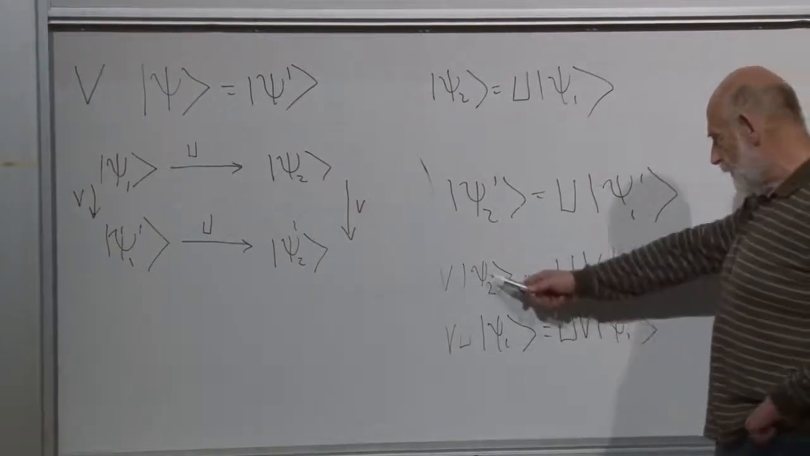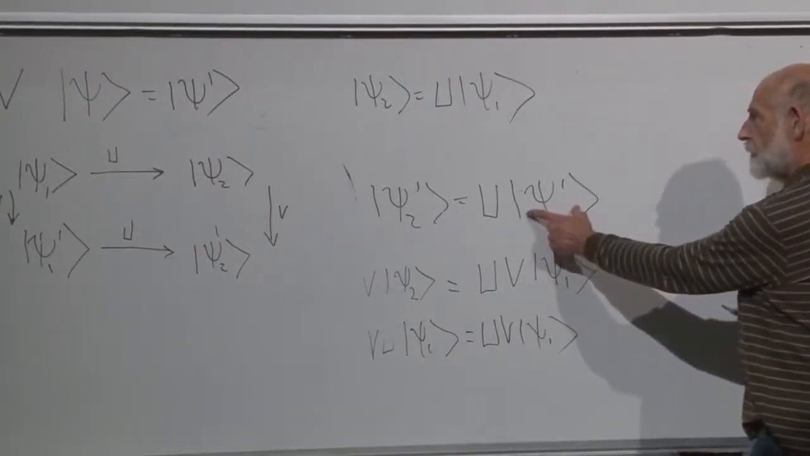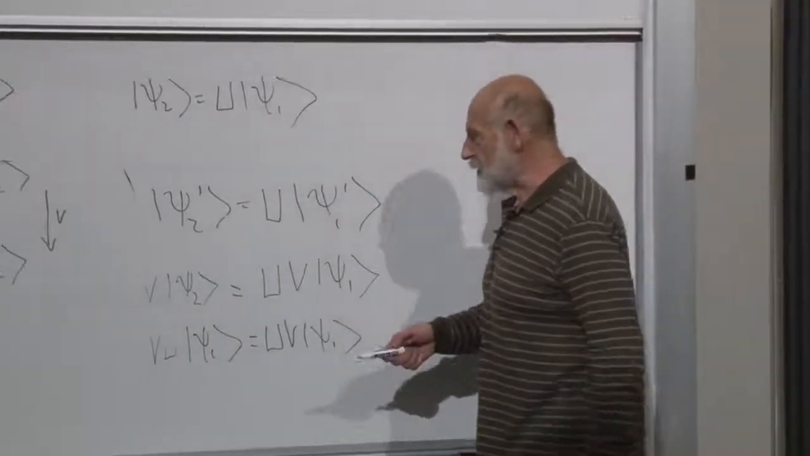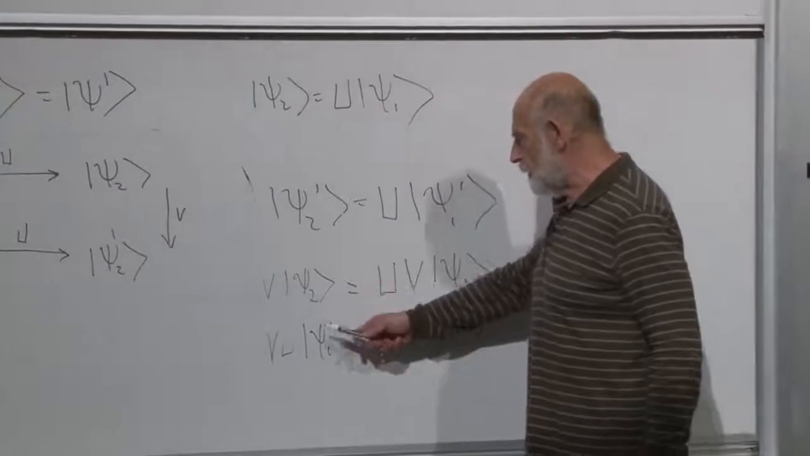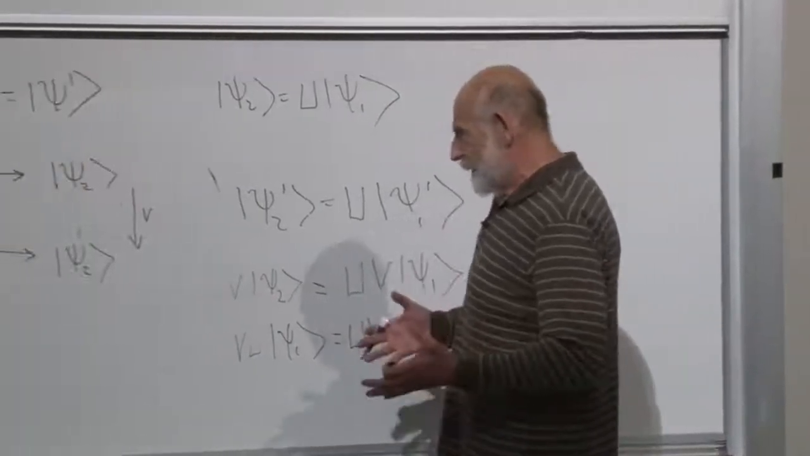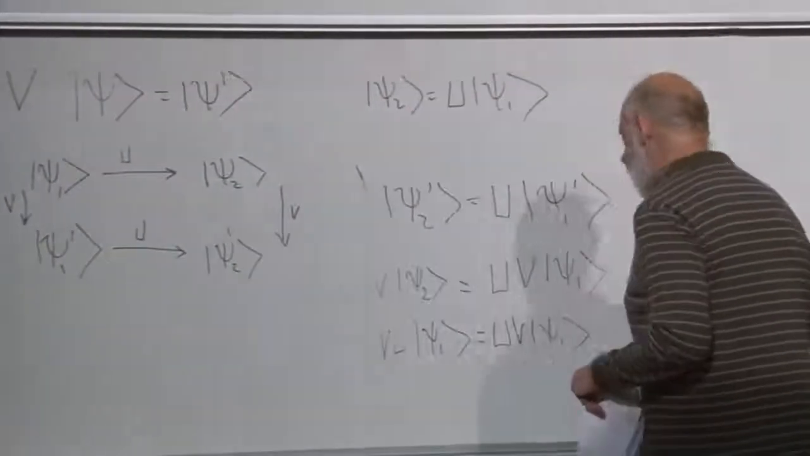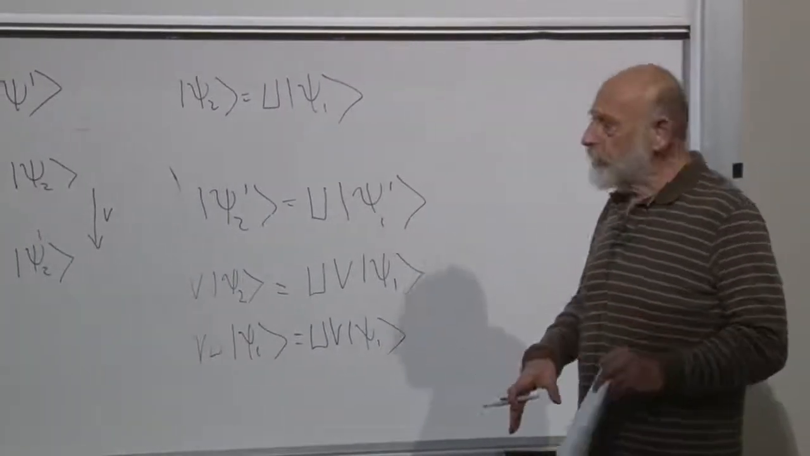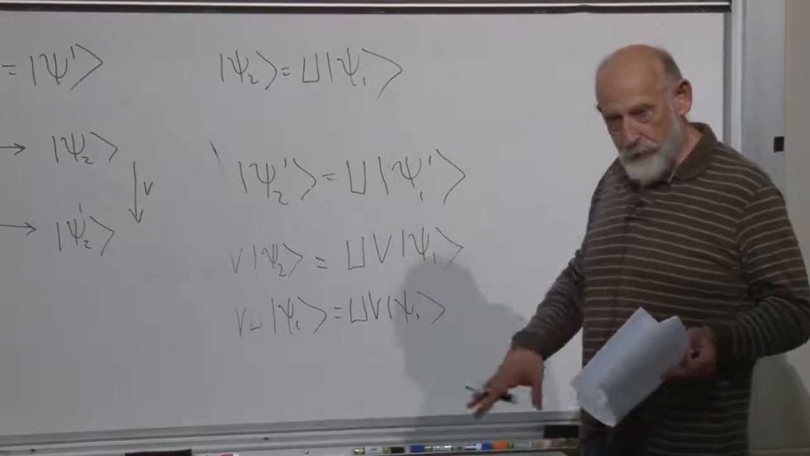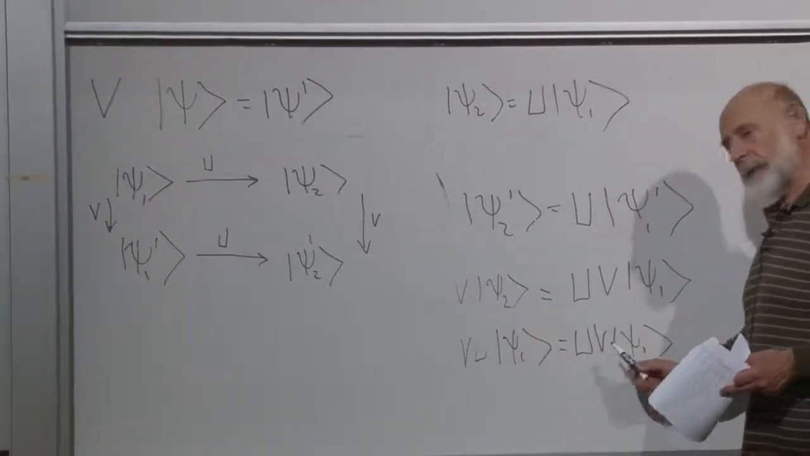All right. So we have v times psi 2 is u times psi 1 prime, and psi 1 prime is v times psi 1. Okay? That's the right-hand side. The left-hand side is v on psi 2, but psi 2 is u times psi 1. So after perpetual confusion that stumps me every time I try to do this on the blackboard, what it says is that if a thing is a symmetry, in other words, if it preserves the way evolution takes place, if it's a transformation which preserves the time relationships between vectors, then it says that v times u must be equal to u times v.